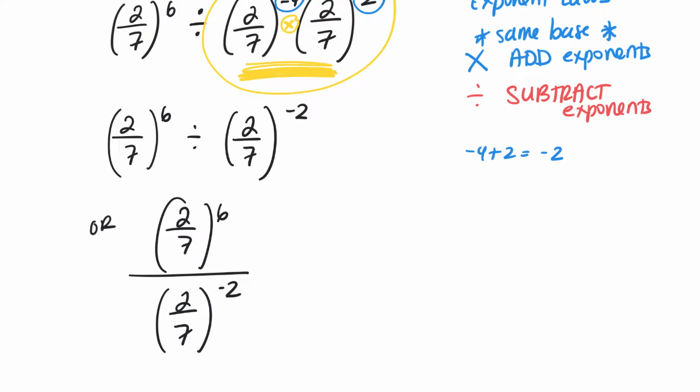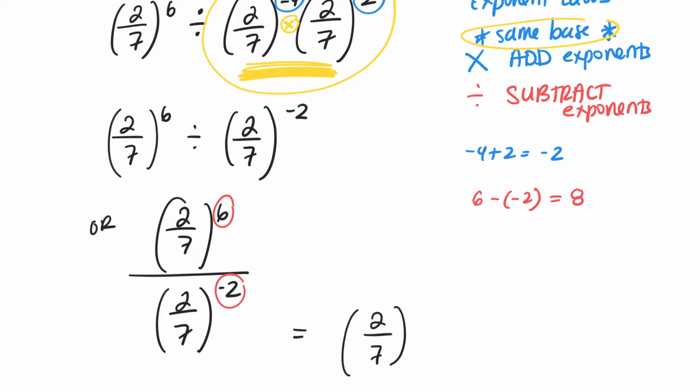And now I have powers with the same base again. So I'm going to subtract the exponents. So I'm going to do 6 take away negative 2, which will give me 8. So my final answer as a single power would be (2/7)^8. That's the answer as a single power.